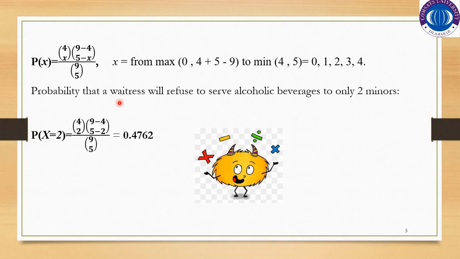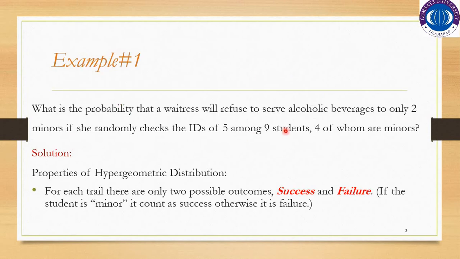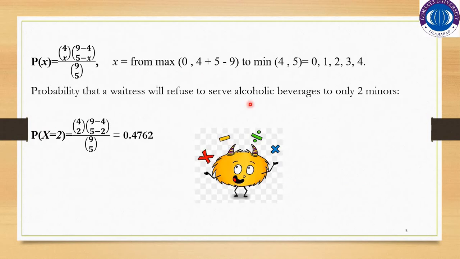So, as you can see from the statement, what is the probability that the waitress will refuse to serve alcoholic beverages to only 2 minors? So, you have to find the probability that x is equal to 2, which is equal to 4C2. On solving this, you will get 0.4762. So, this is the probability that the waitress will refuse to serve the alcoholic beverages to only 2 minors.